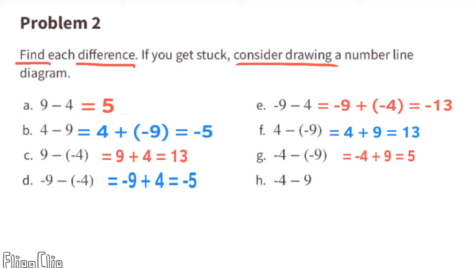H, negative 4 minus 9. That's like negative 4 plus negative 9, or negative 4 and negative 9. And that equals a total of negative 13.